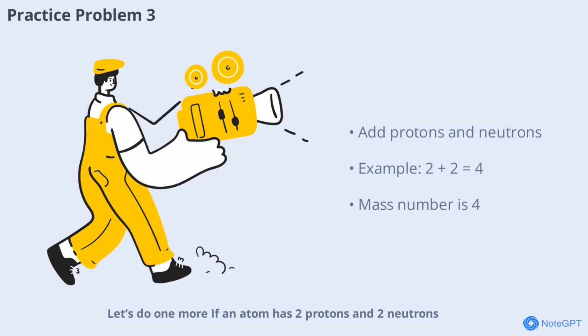Let's do one more. If an atom has 2 protons and 2 neutrons, what is its mass number? Add them. 2 plus 2 equals 4. The mass number is 4. This simple calculation is the foundation for understanding isotopes and atomic structure.